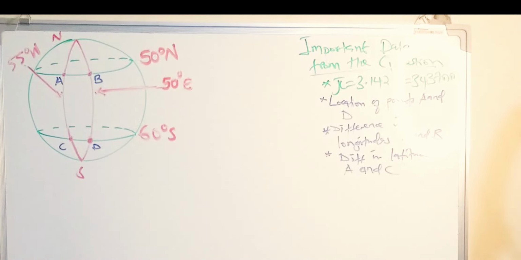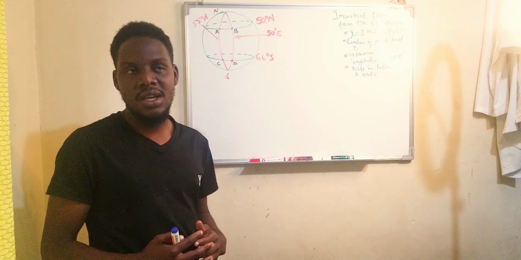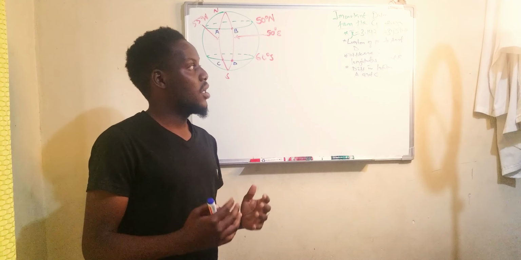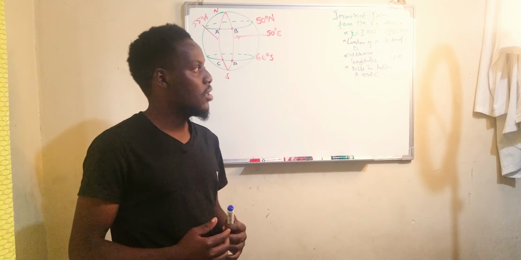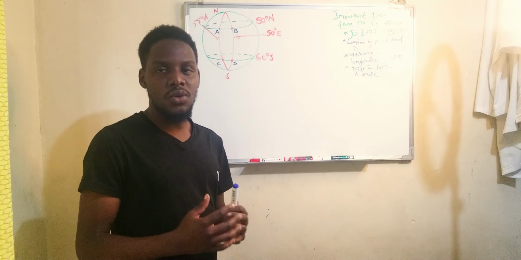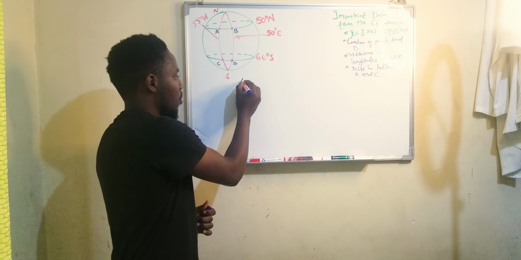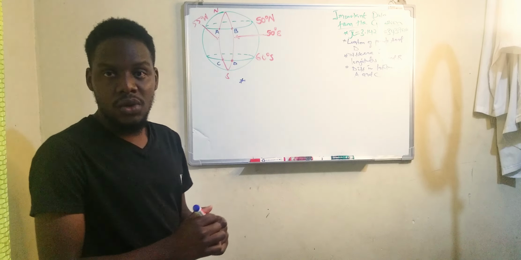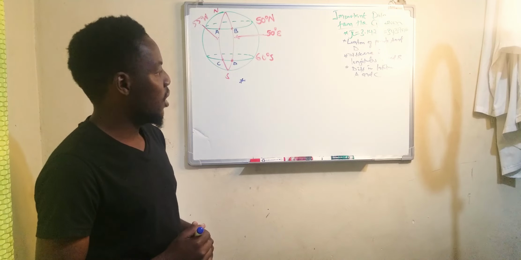Then they have also given us the radius, which is 3437 nautical miles. So in this case, the examiner wants us to use 3437 nautical miles as the radius rather than 6,370 kilometers. As we explained in the previous video, radius can either be 3437 nautical miles or 6,370 kilometers. So in this case, we're using 3437 nautical miles. With that said, let's look at the first question, where we are asked to give the location of point A and D.